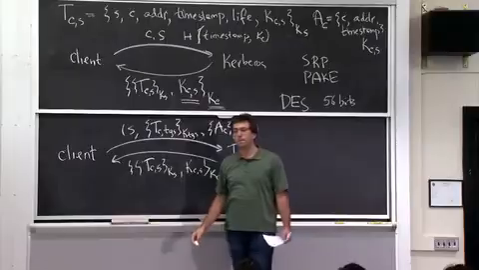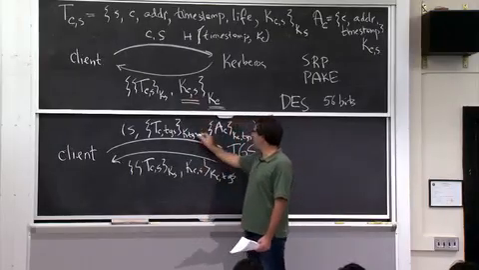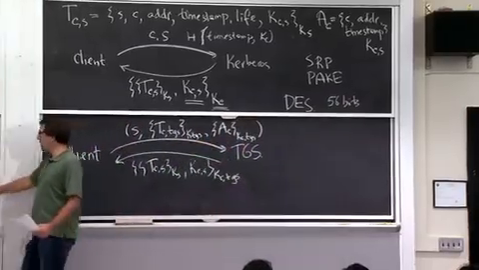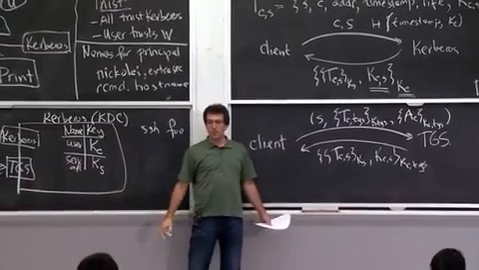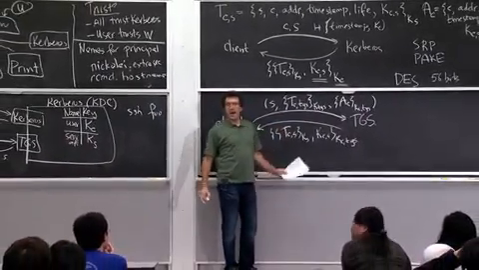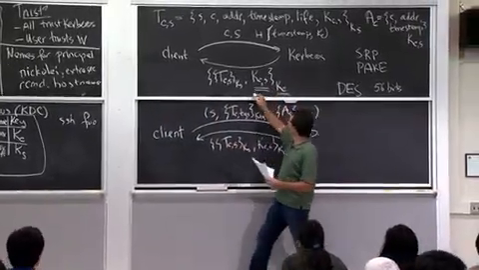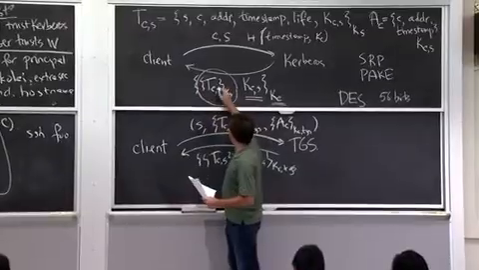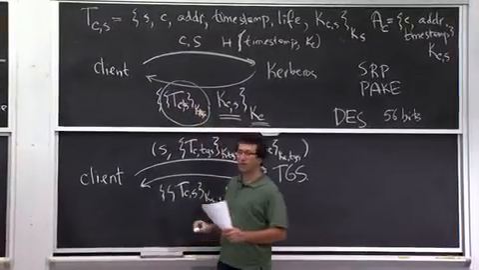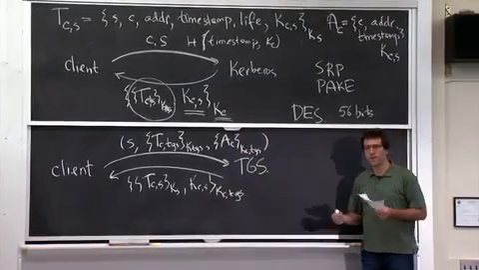Where does the client get KTGS from? Good question. The client has no idea what this is, because this is like a super secret key. If you knew this, you'd probably be able to break all of Kerberos. So the client has no idea what KTGS is. Where you get it from is actually the Kerberos server itself that generates this whole blob for you, where this is actually TGS and this is KTGS over here. So you don't construct this yourself, you just copy it over.